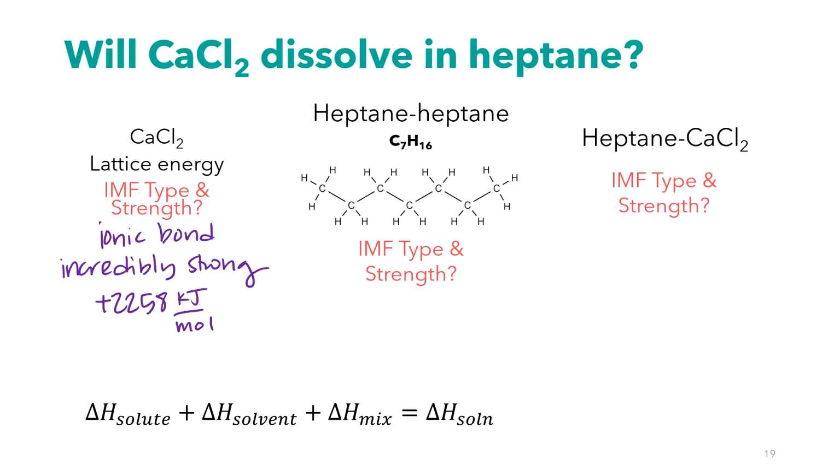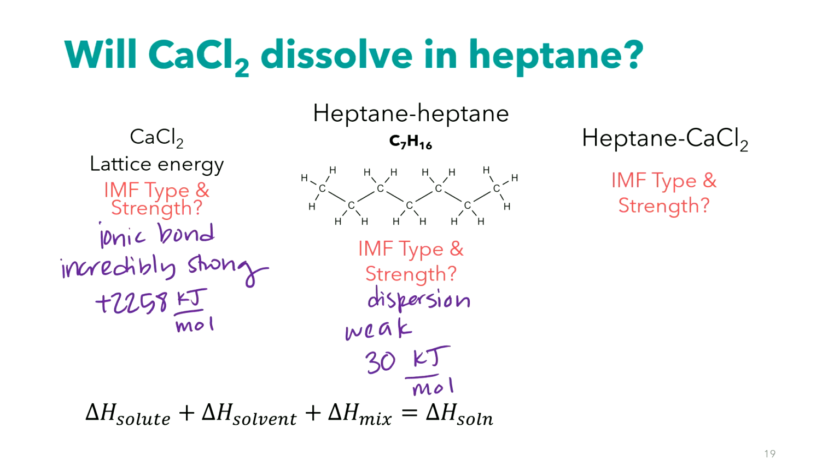What kind of IMF does heptane have between itself? Dispersion. Yeah, so those are weak. Okay? They're weak. I might give this, like, I called it a 30 kilojoules per mole. All right, now let's think about our heptane and calcium chloride.